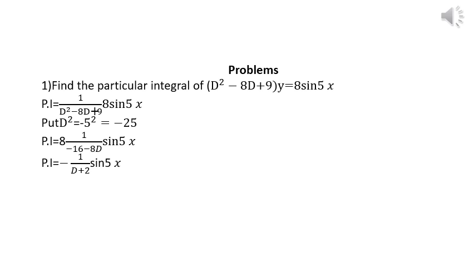Finally, we write the general solution: y is equal to CF plus PI. CF is C1 e to the power 4 plus root 7 inside the bracket, outside the bracket x, plus C2 into e to the power 4 minus root 7 into x, plus particular integral 1 by 29 into 5 cos 5x minus 2 sin 5x. So the problem is complete.